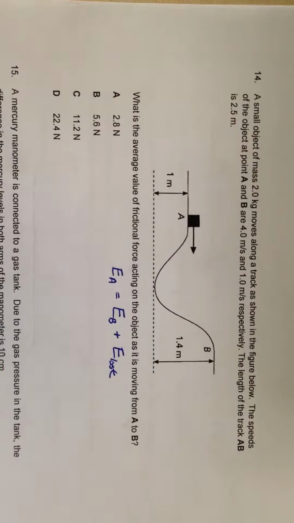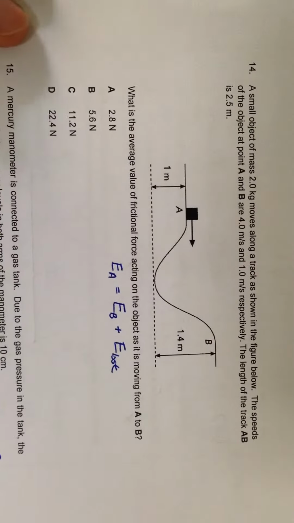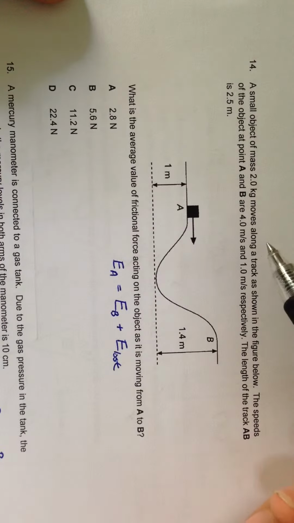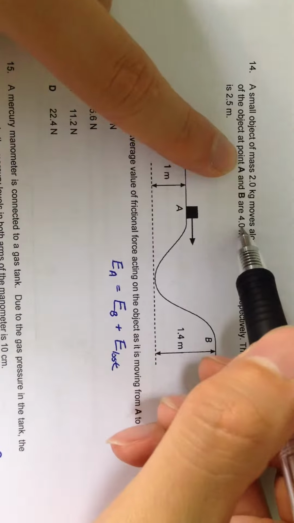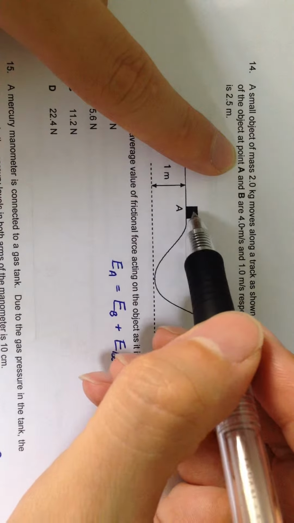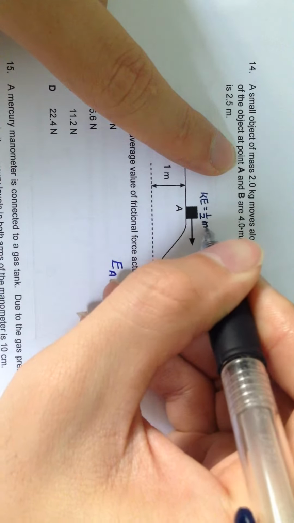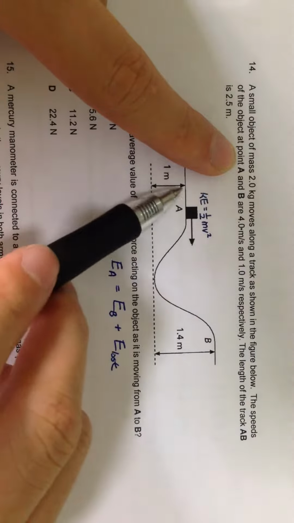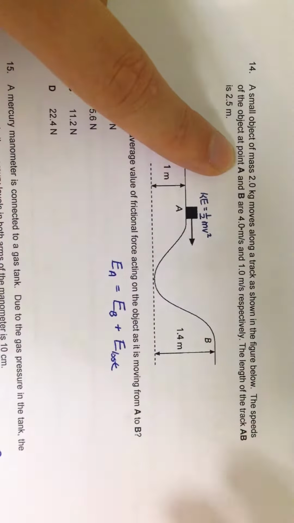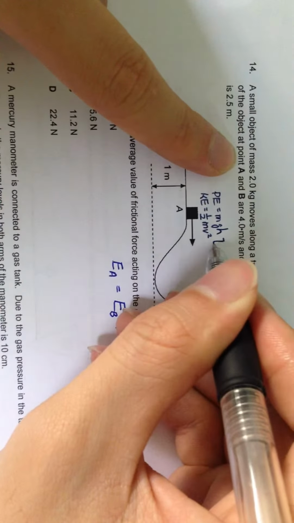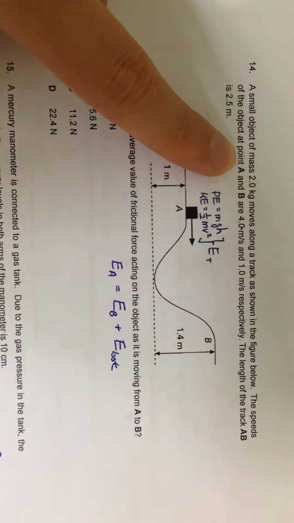Okay, question 14 is on the conservation of energy. In this case, they tell you that this truck is moving from rest. The speed of the object at A is actually 4 meters per second, meaning that at A, if I look at the position, I would have some KE, which equals half mv squared, and because it is on a raised surface, it will also have some PE, which equals mgh. So this will tell me what is my total energy from the very beginning.